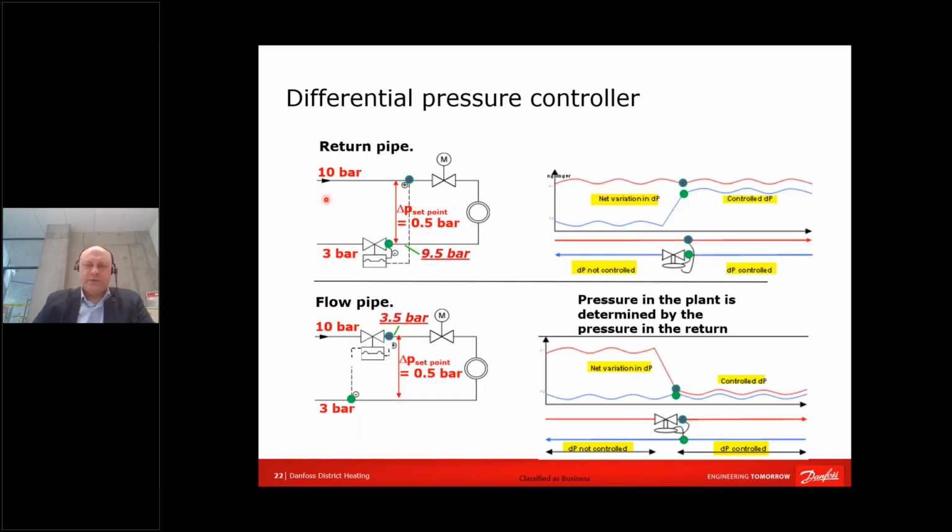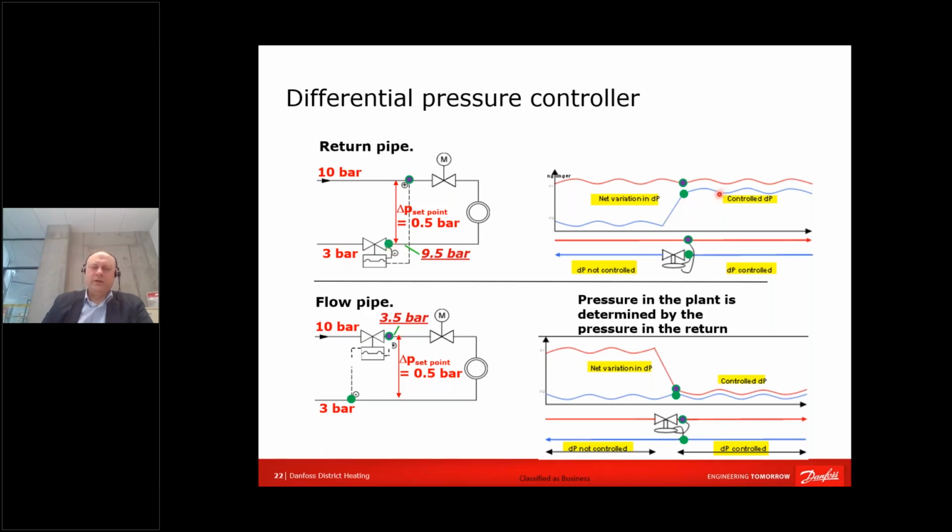Question about where to install the differential pressure controller. Should it be on the return or should it be on the supply line? If you install the differential pressure control valve on return, then your system will be subjected to the pressure which is almost like in the supply line, minus some resistance of the valve. And pressure here in front of the differential pressure controller will be high.